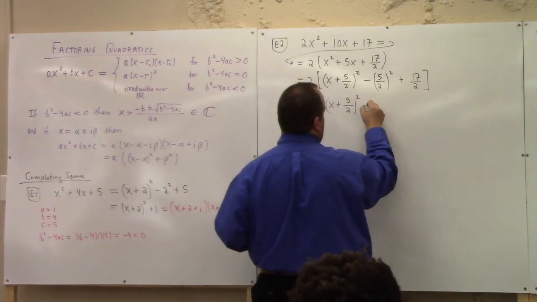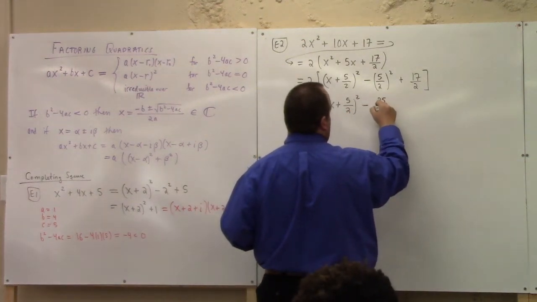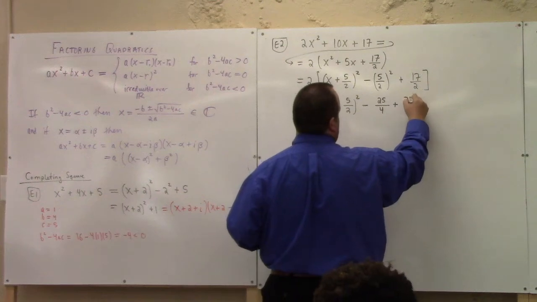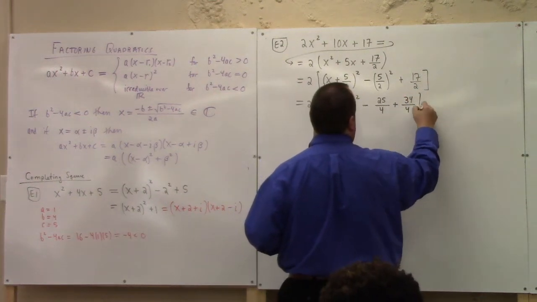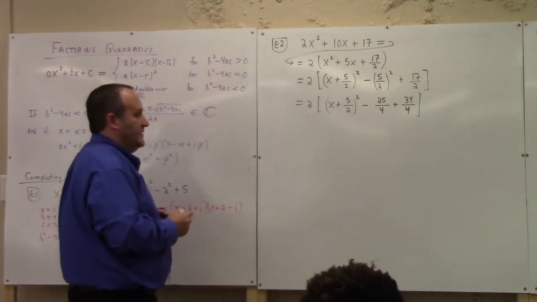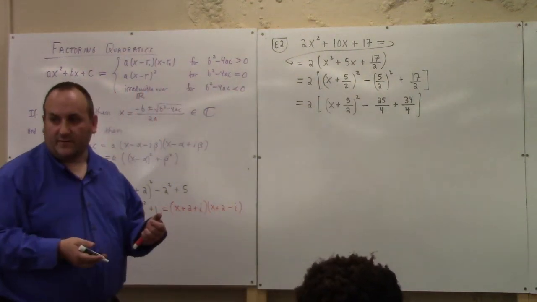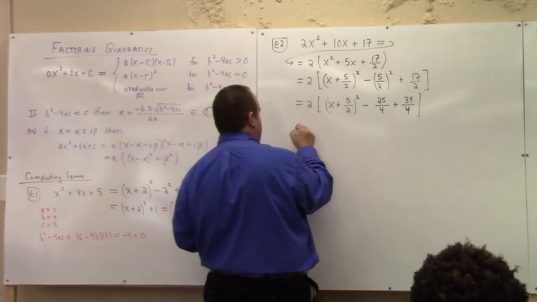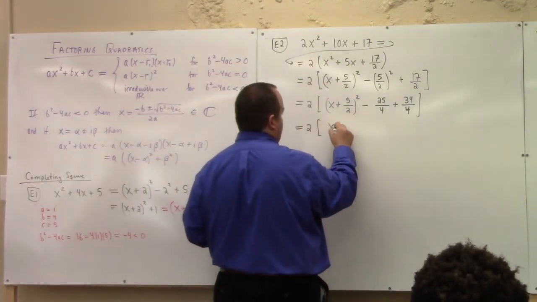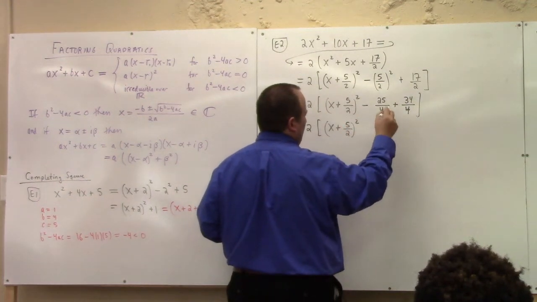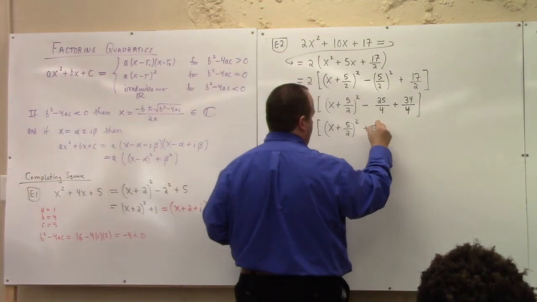And let's see here. So that is 25 over 4, right? And plus, what's 2 times 17? It's 34, right? 34 over 4. So which one won? The minus 25 or the plus 34? Looks like the plus 34 one, right? We've got 2 times x plus 5 over 2 squared plus 9 over 4, yeah?